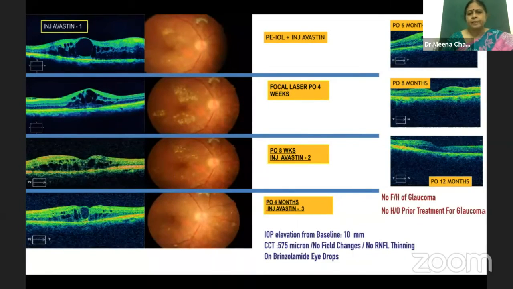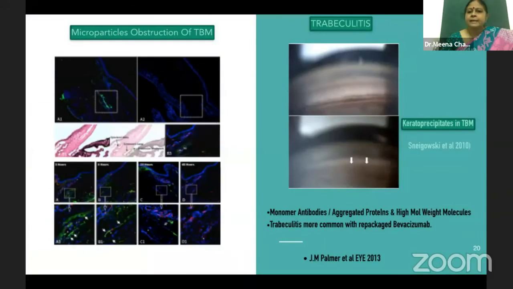This is another example of a patient with a diabetic macular edema who received 3 injections of Avastin. He is not a known case of primary open-angle glaucoma, nor does he have a family history of glaucoma in any of his relatives. The IOP was elevated from baseline by 10 millimeters of mercury. He has a central corneal thickness of 575 microns. There were no associated field changes or RNFL thickening. We put him on brinzolamide eye drops to reduce his intraocular pressure and also to help resolution of his macular edema, and kept him under follow-up.